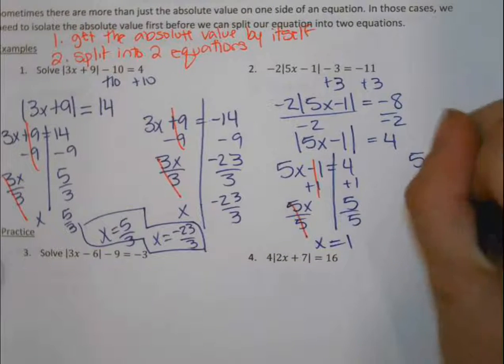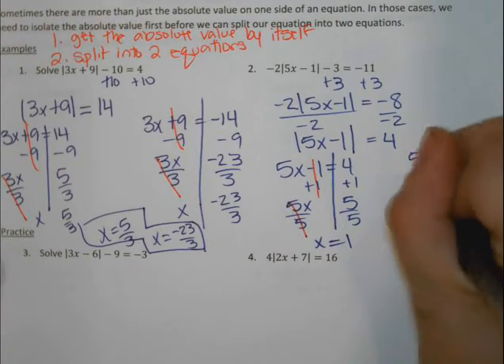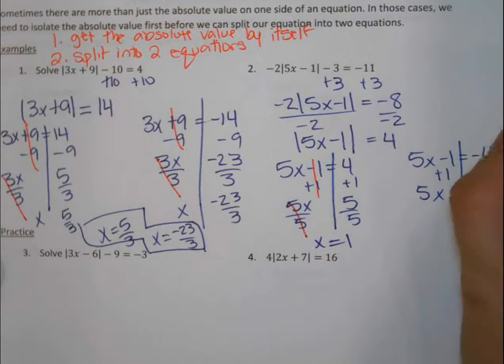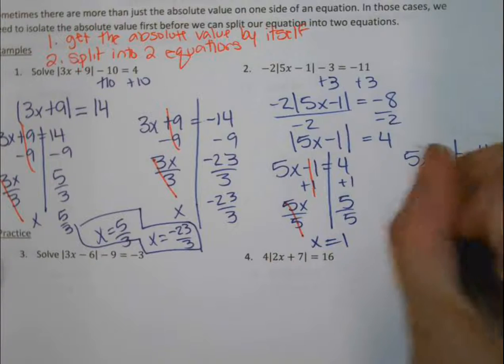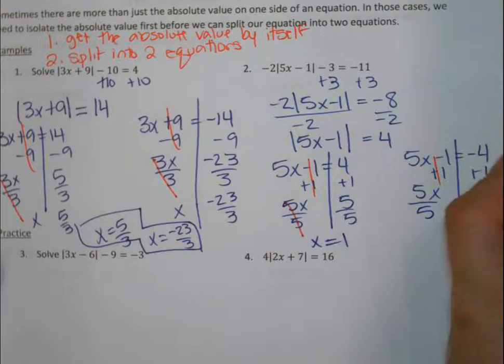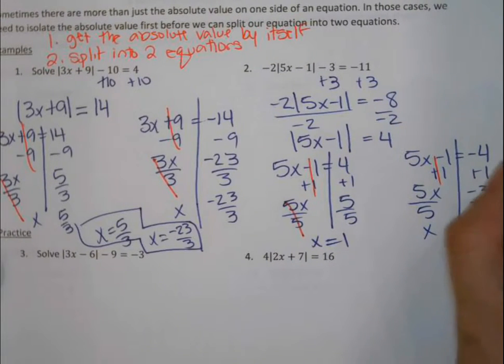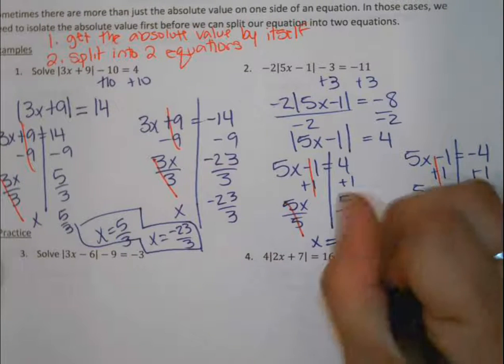Then on the second one, I'm going to add 1 on both sides. I have 5x on the left and negative 3 on the right. Divide by 5 on both sides. I have x equals negative 3/5 because I can't simplify that.